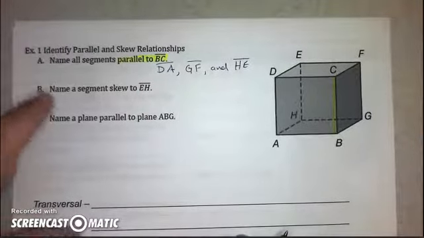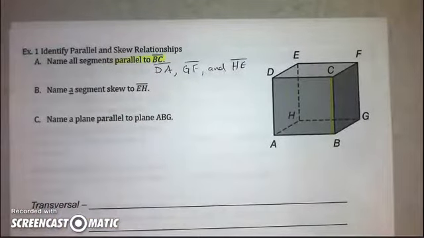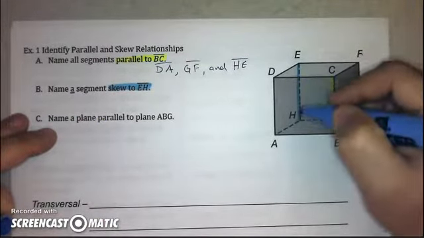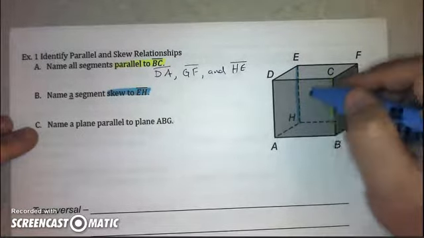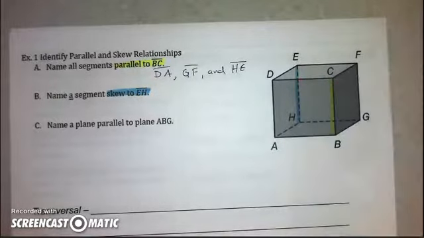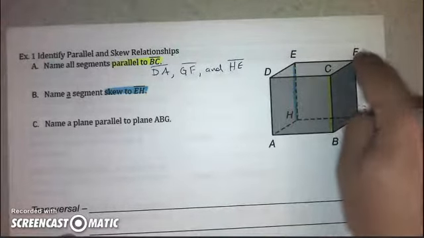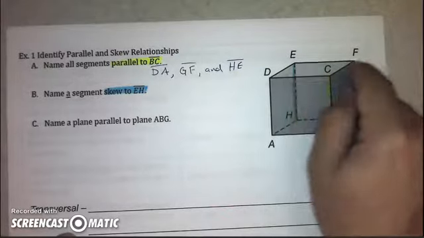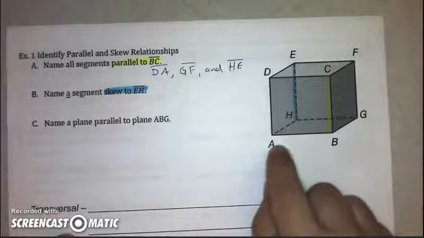Part B, we want to name just one segment, name a segment that is skew to EH. So we want one that is skew to EH. Well, EH, or HE, depending on what you call it, is this segment. I want a skew segment, so it cannot be coplanar, so it can't be on a plane that touches that, and it will not intersect, and it's not going to be parallel. So I do not want to use any of these other three vertical segments, and I don't want to use any segments that would intersect EH, and so that really only leaves a few possibilities.